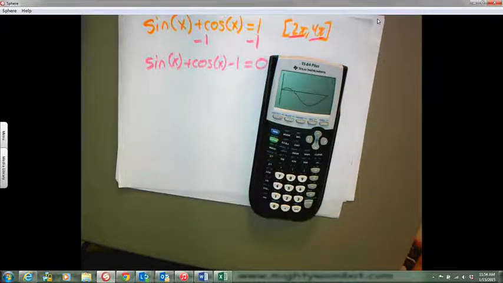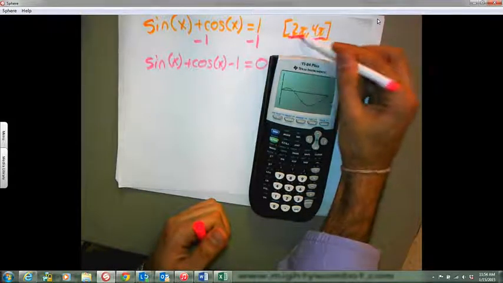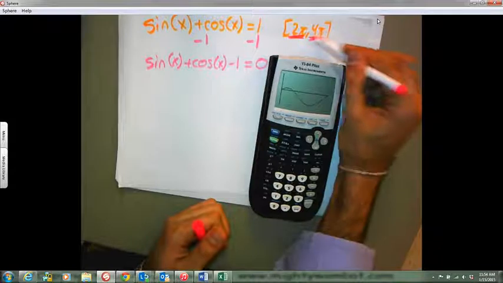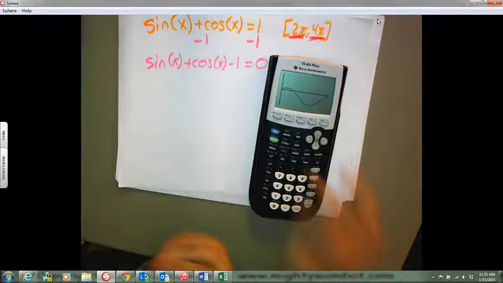So here's what we've got. Does anybody not have a picture like this? Yeah, so the windows are right here. X min is going to be 2 pi, and x max is 4 pi. Please make sure you're in radian mode.